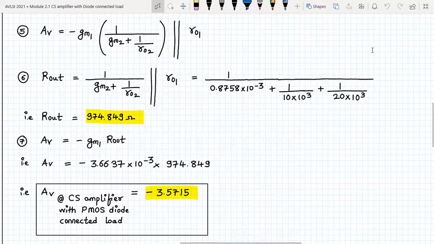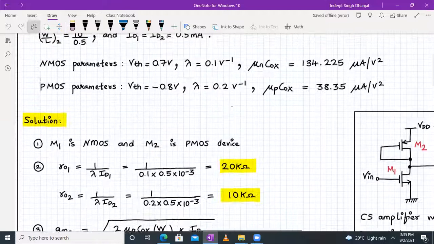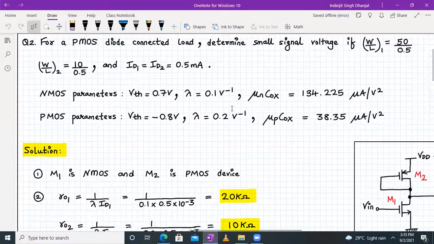So I guess that's all for this session. We have completed a very important numerical on a PMOS diode connected load for a common source amplifier.